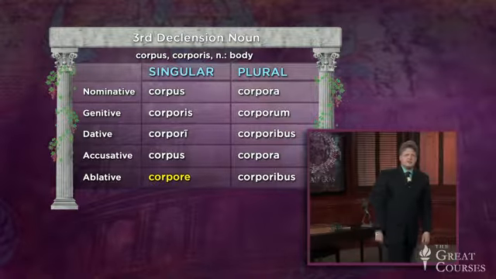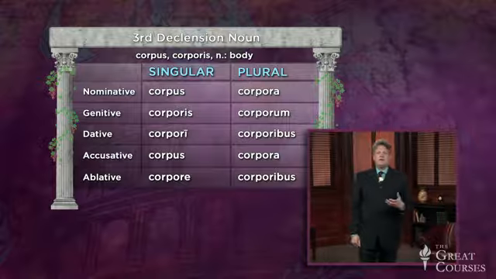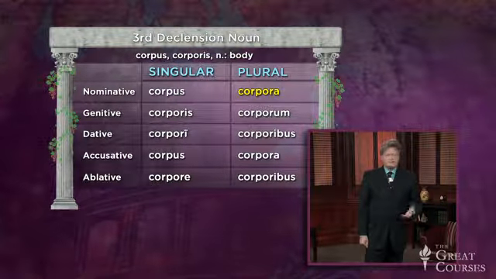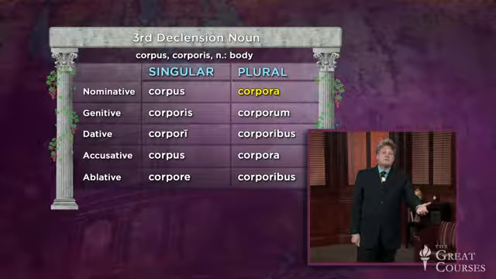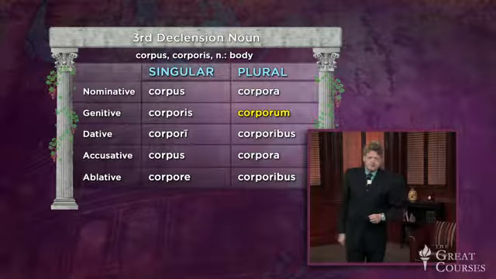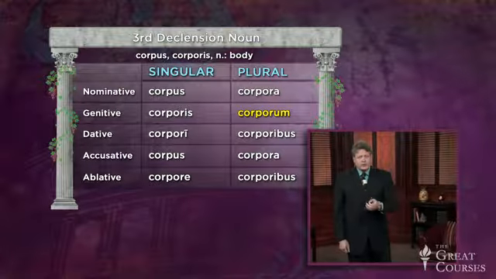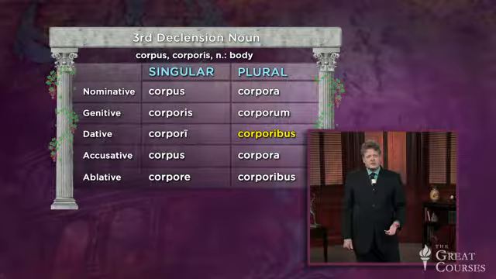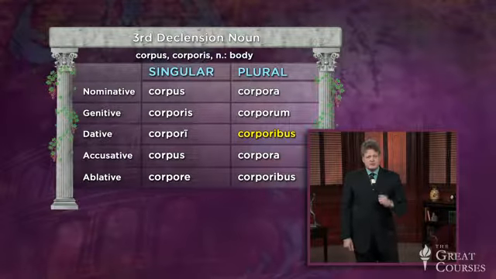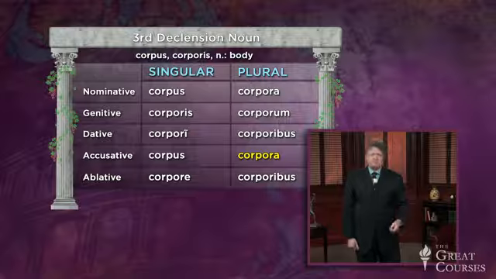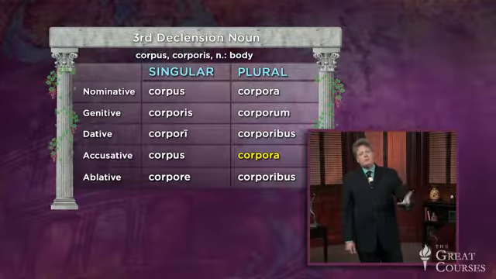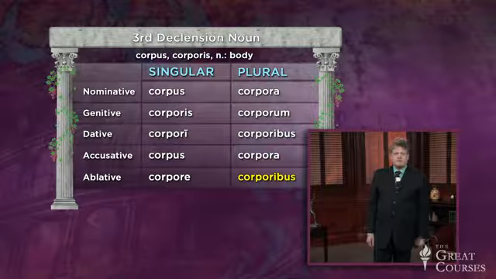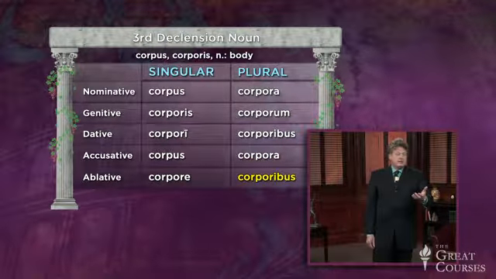Okay, so much for the singular. Let's take a look at the plural. Nominative, the bodies, verb. Corpora. Genitive, of the bodies. Corporum. Dative, to or for the bodies. Corporibus. Accusative, verb the bodies. Corpora. Ablative, by, with, or from the bodies. Corporibus.